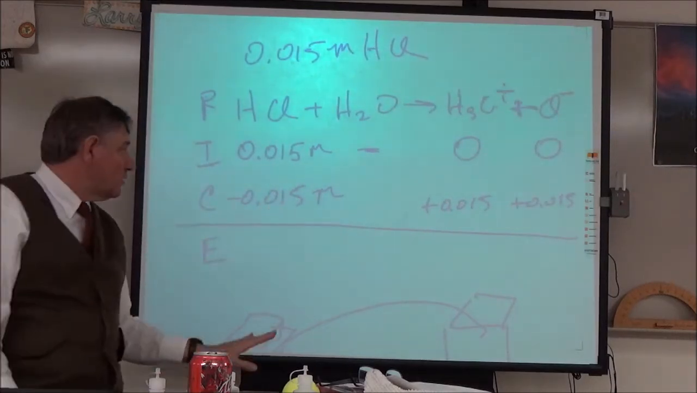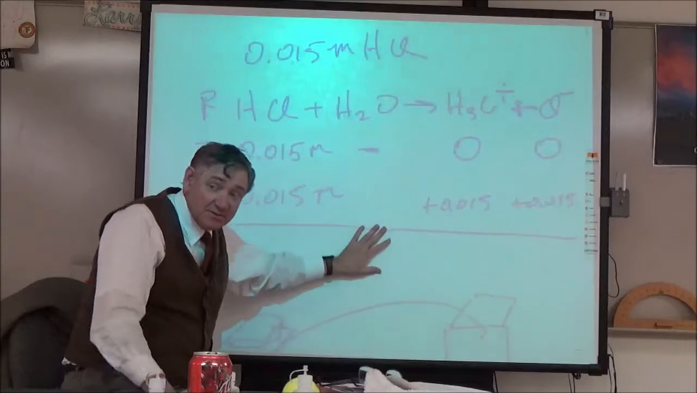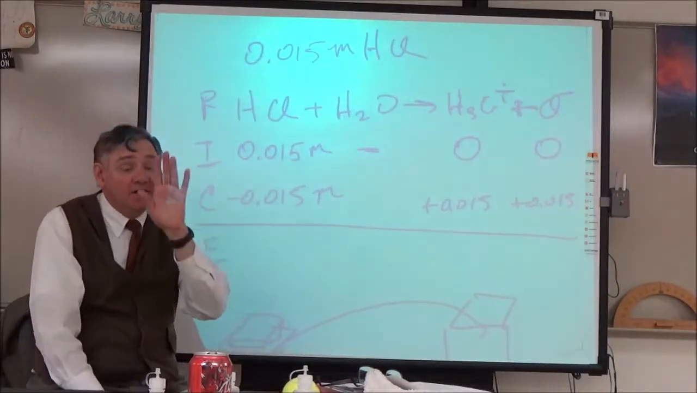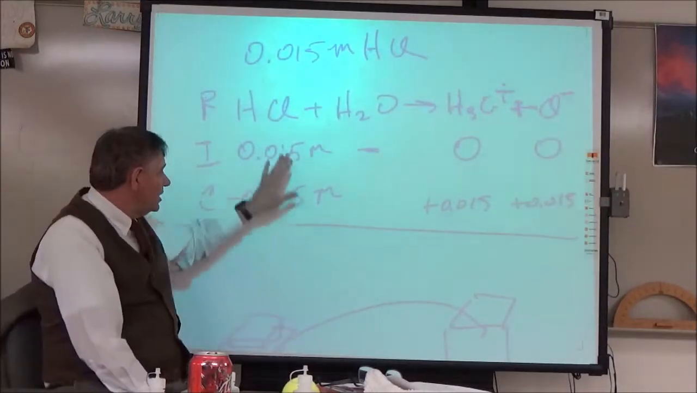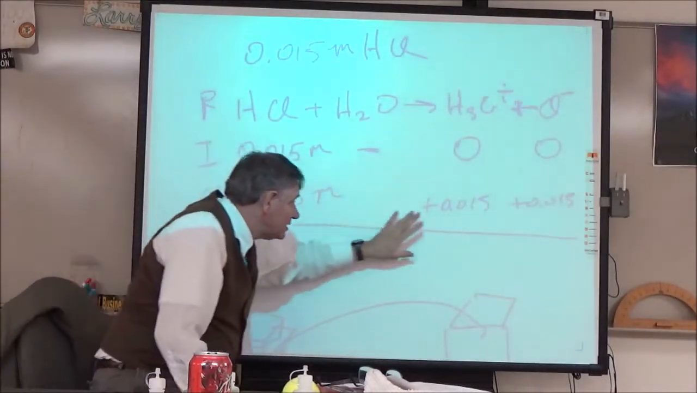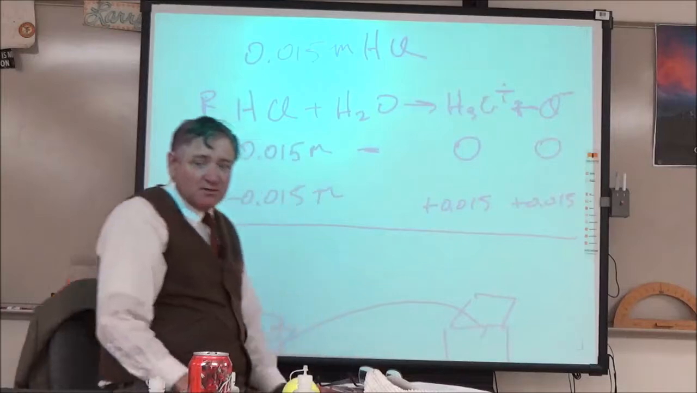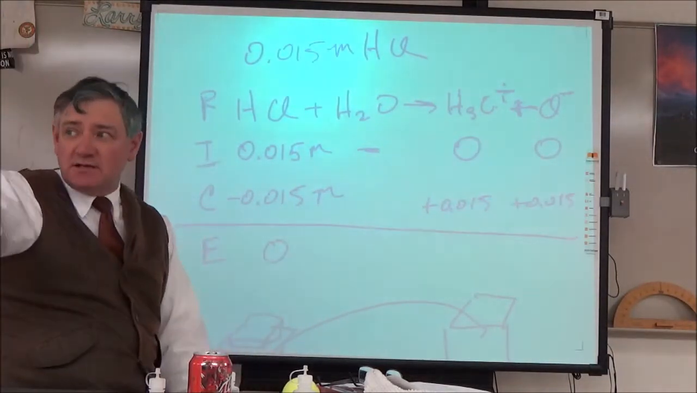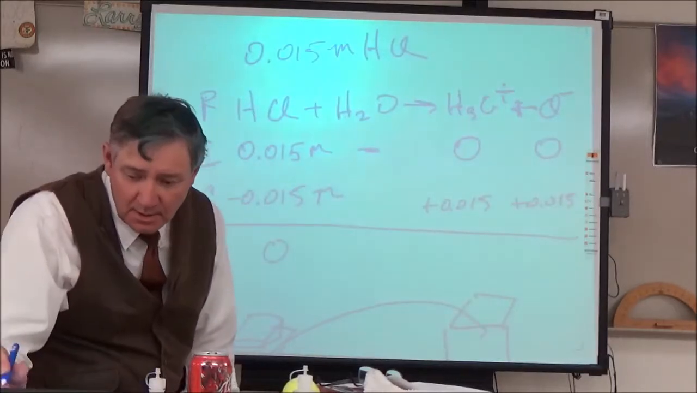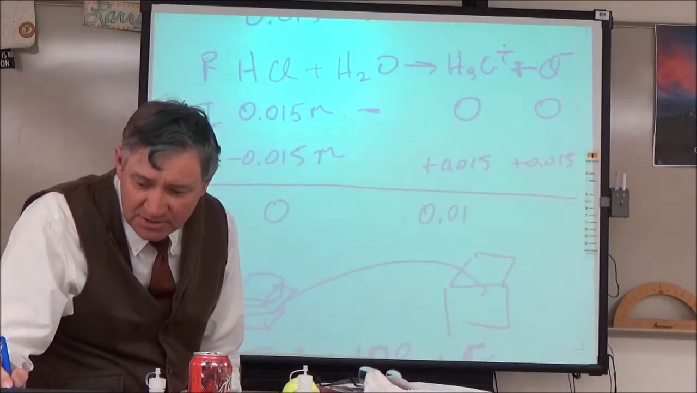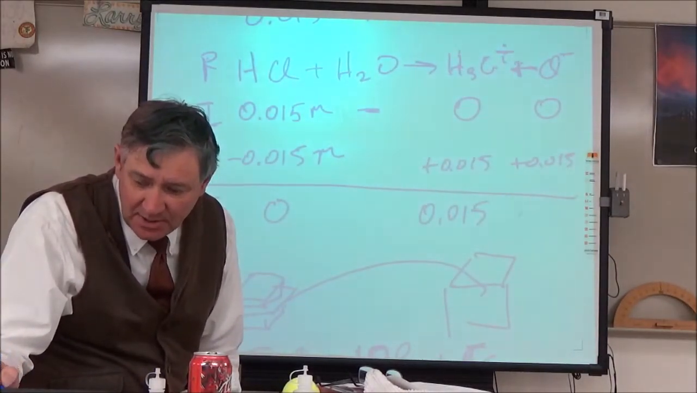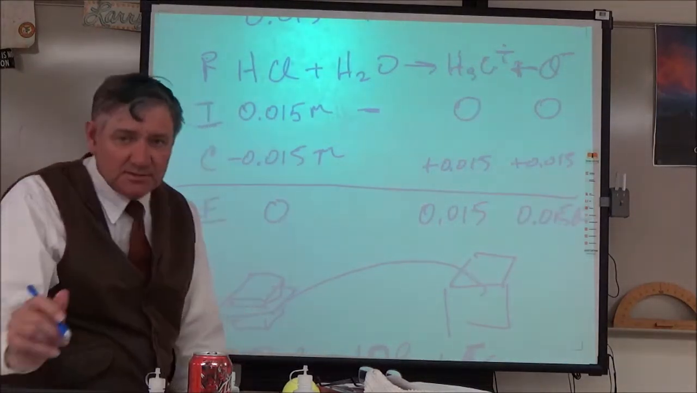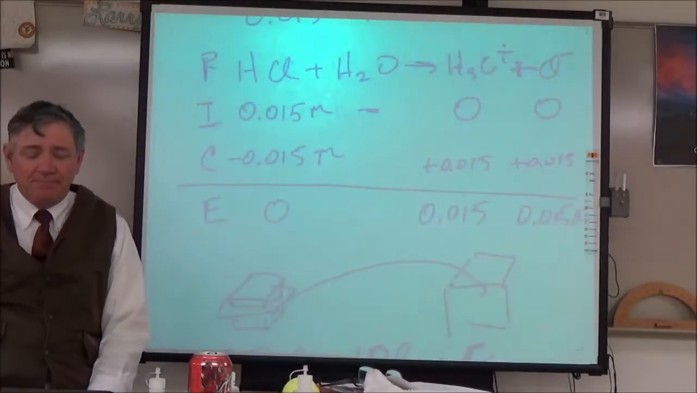Okay? So if it's a 1-to-1 ratio, this is a huge if. If it's a 1-to-1 ratio, all of this goes away, it all ends up over here. So at equilibrium, I got no HCl left over. I have a concentration of 0.015 on my hydroniums and 0.015 on my chloride ions. Okay? That's what we've got.